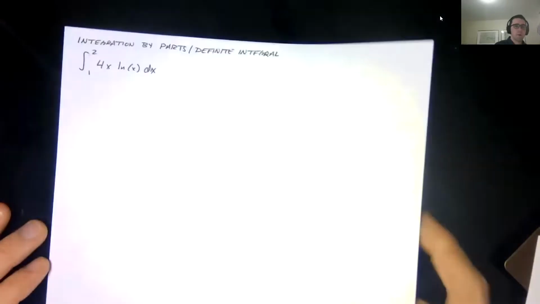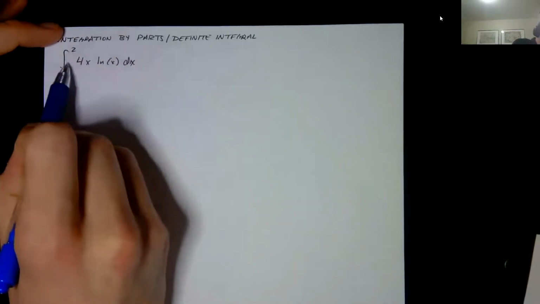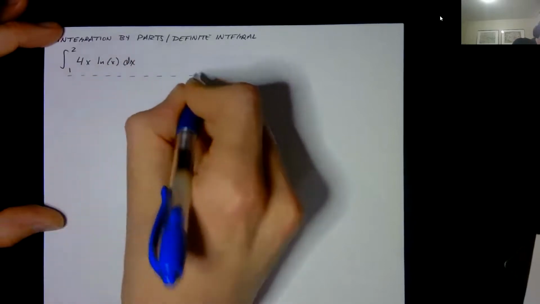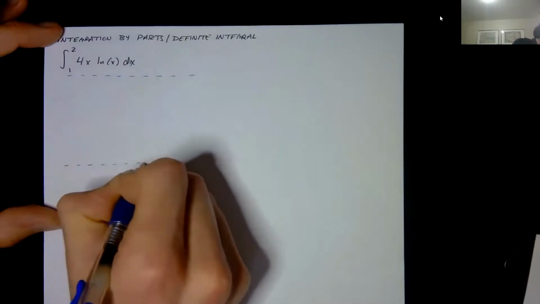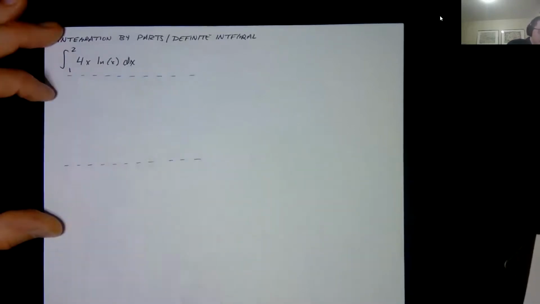All right, final question. Here we go. Integration by parts, definite integrals. So similar to the last question, we're going to just ignore these limits while we take the antiderivative, and then we'll apply those using the antiderivative momentarily.